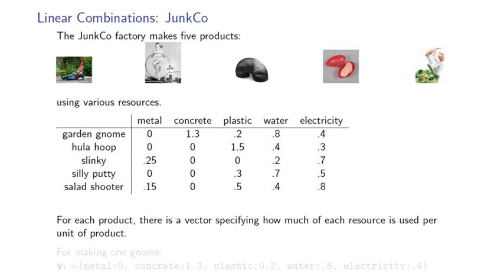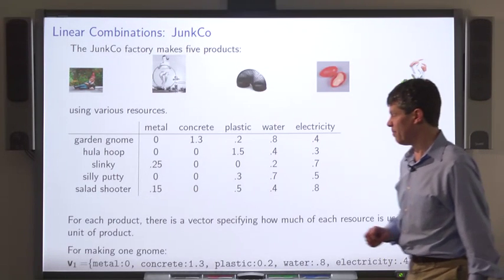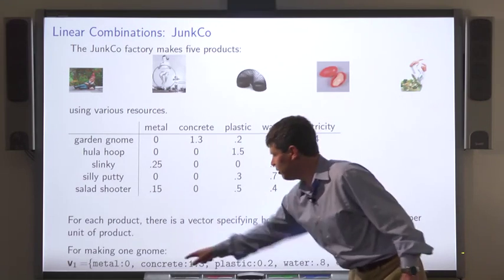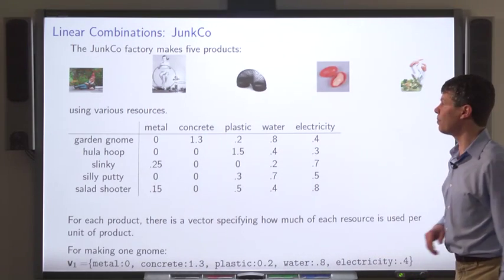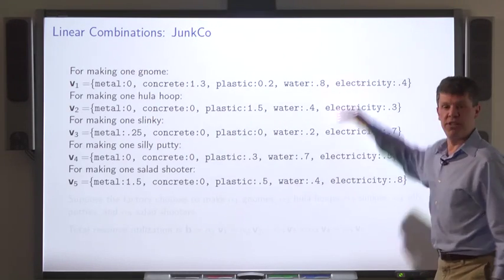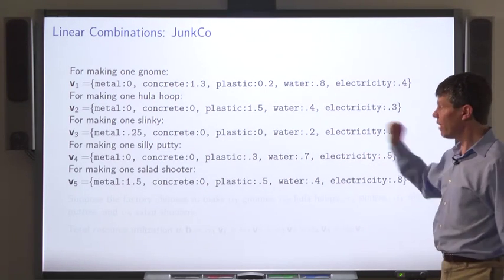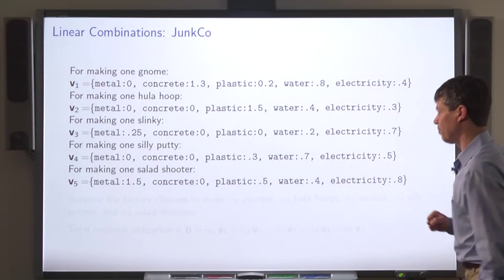So for each product, we can write down a vector that specifies how much of each resource it uses. So for example, for making a garden gnome, the vector maps metal to 0, concrete to 1.3, and so on. So there's a vector like this for each of the products that Junko makes.